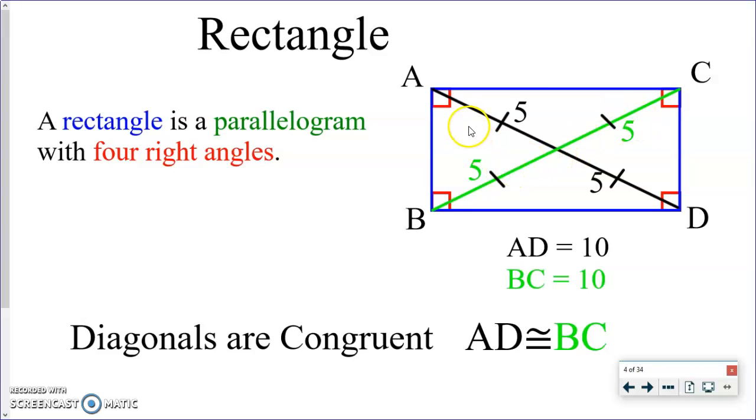One of those extra properties is the diagonals. Not only do they bisect each other, but the diagonals are congruent. So AD, that's one of the diagonals, it's going to be congruent to BC. So they still have congruence marks on each half of the diagonal because they still do bisect each other, but the total length of the diagonal has got to be the same.